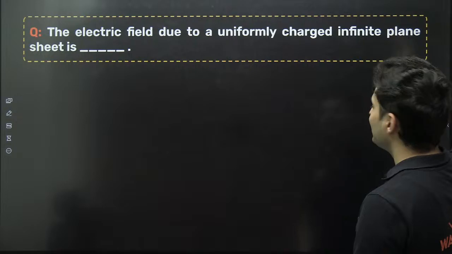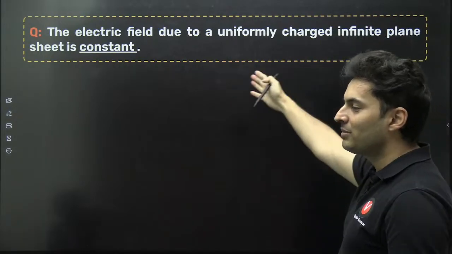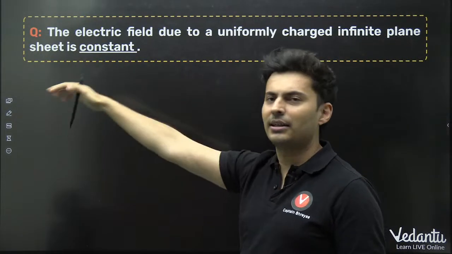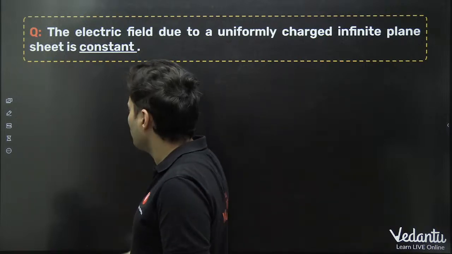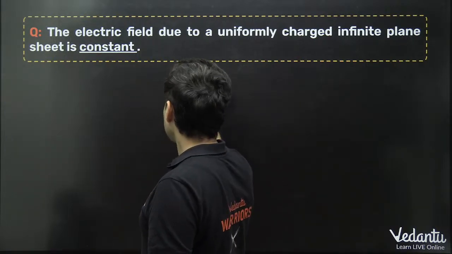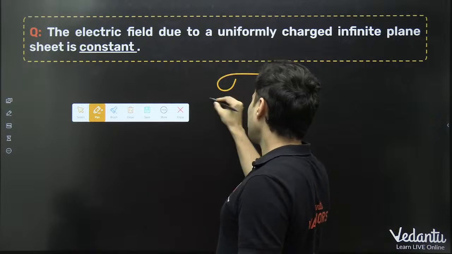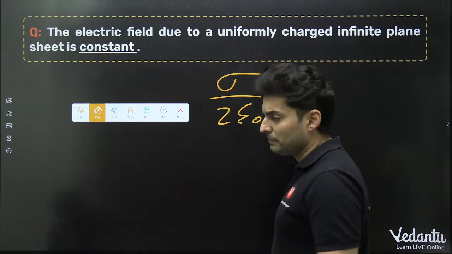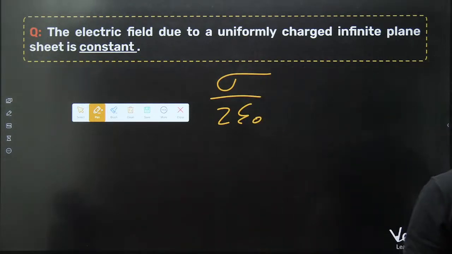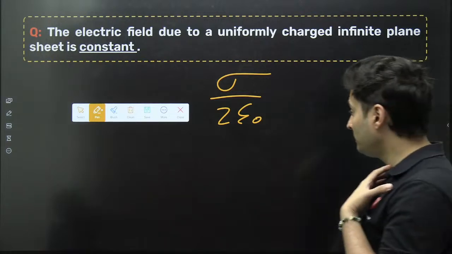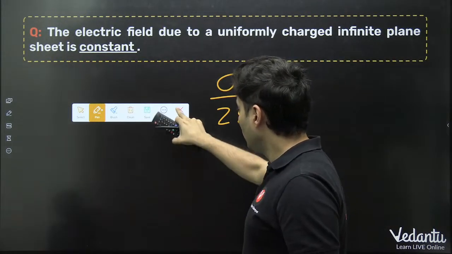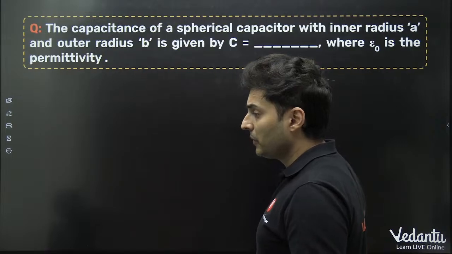The electric field due to a uniformly charged infinite sheet is sigma by 2 epsilon naught, and it is constant. You can use the word constant also. Yes, sigma by 2 epsilon naught.